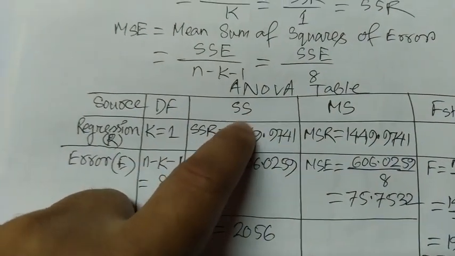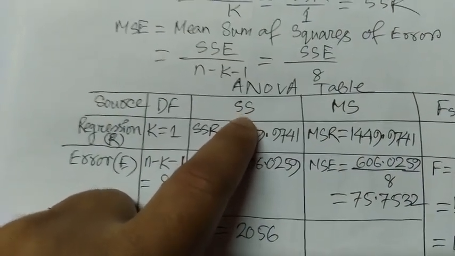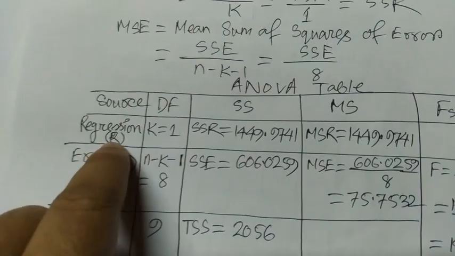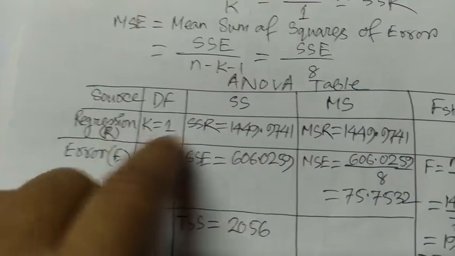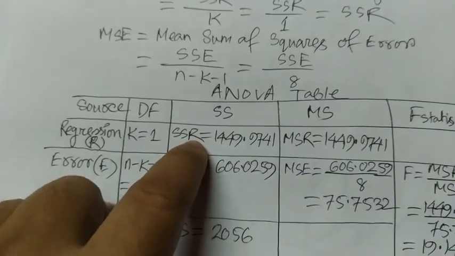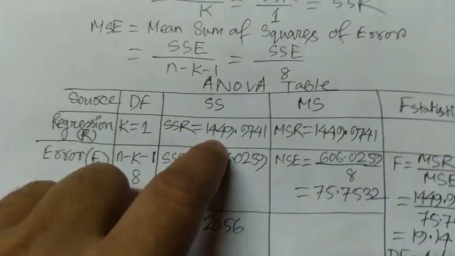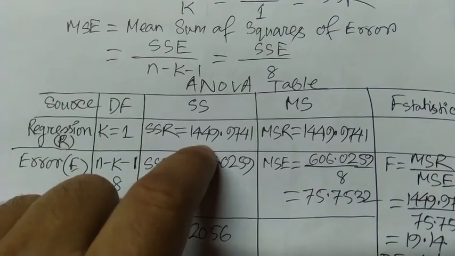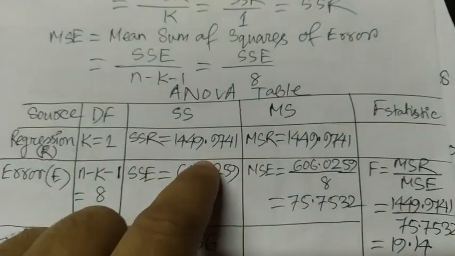And this is the column for SS, that means sum of squares. Since this is the row for regression, R, here we will have SSR. We have already calculated the value of SSR, which is 1449.